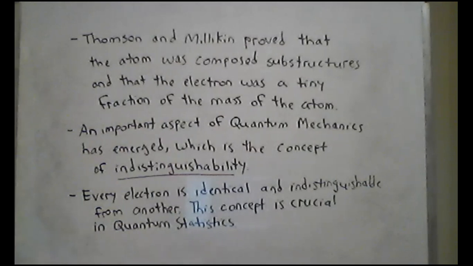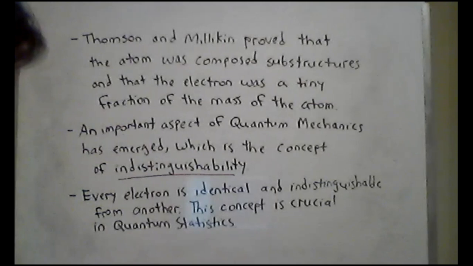You cannot tell one electron from the other. You cannot mark an electron and say, okay, I'm going to follow this electron. In quantum mechanics, they're indistinguishable. This plays out in the statistics that govern quantum mechanics. If they were distinguishable, quantum mechanics would work differently. The fact is they're indistinguishable. We cannot tell one electron from another.